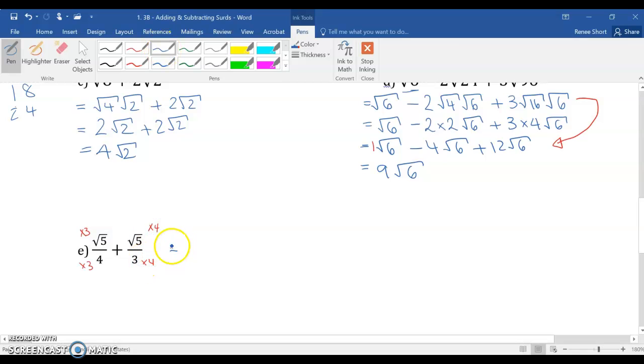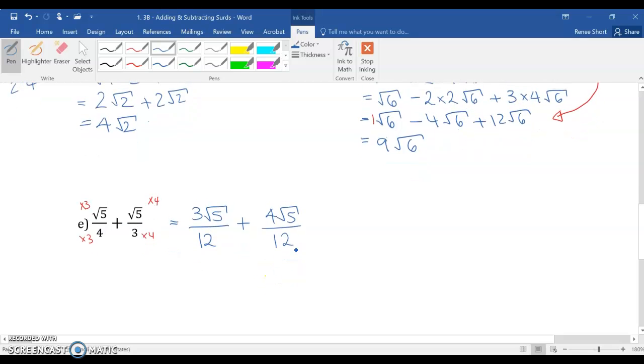So if I now do that, my numerator is 3 root 5 over 4 times 3, which is 12, plus 4 root 5 over 3 times 4, which is also 12. And now that my fractions have the same denominator, I can just merge them together. My numerators are surds that have the same surd, they're both root 5, so I can simplify this to be 7 root 5 over 12, and the coefficients of 7 and 12 don't simplify anymore there.